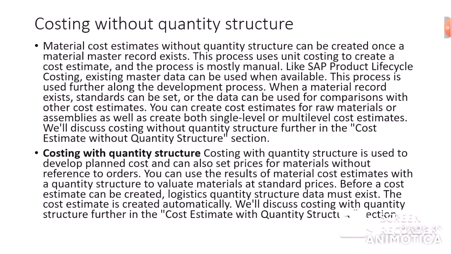So we are mainly talking about costing without quantity structure, and costing with quantity structure. So, costing without quantity structure. Material cost estimates without quantity structure can be created once a material master record exists. This process uses unit costing to create a cost estimate, and the process is mostly manual. Like SAP product lifecycle costing, existing master data can be used when available.